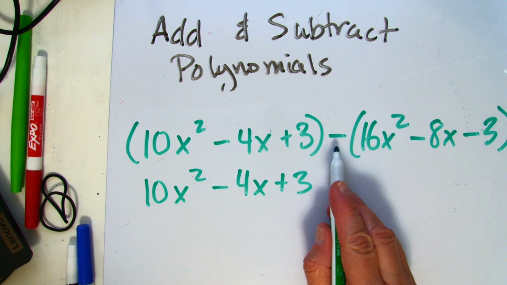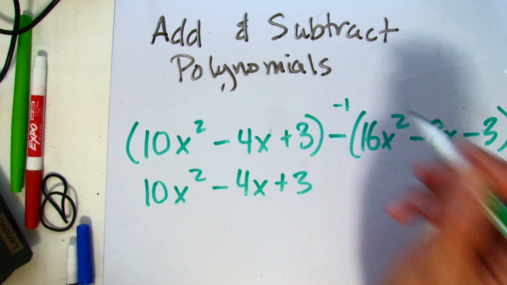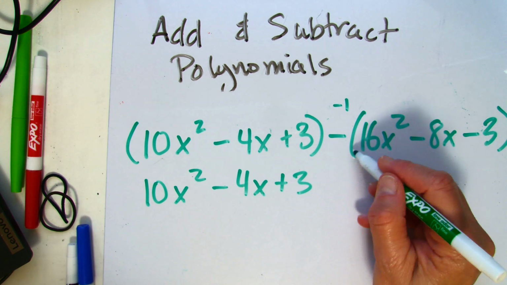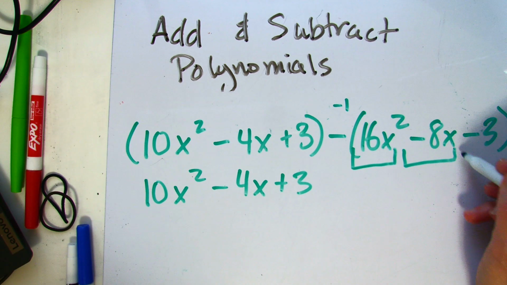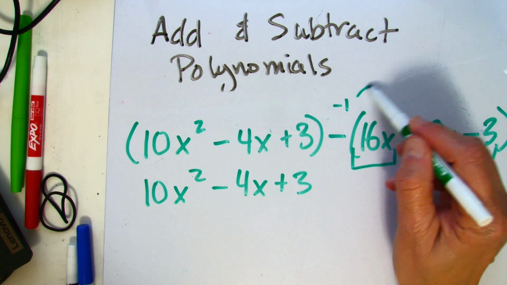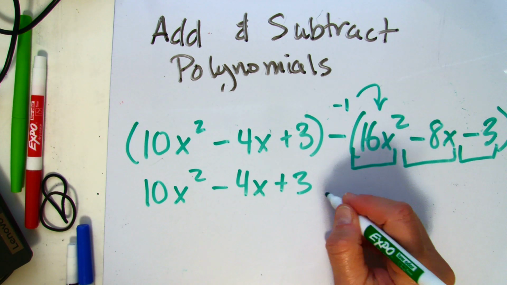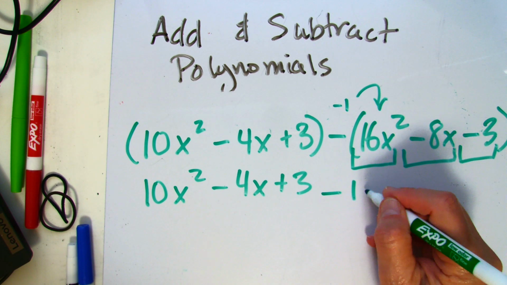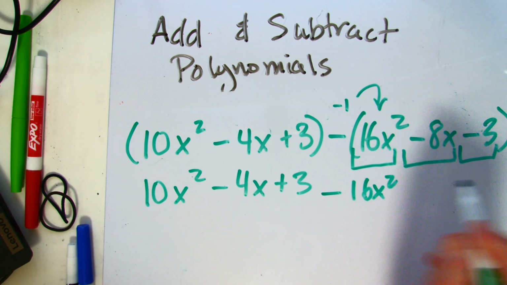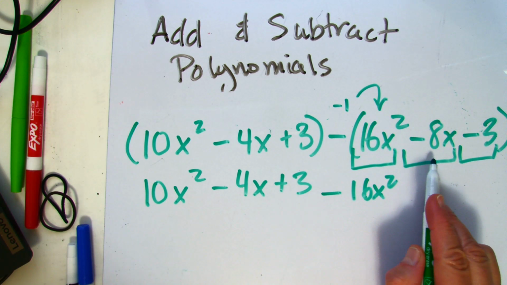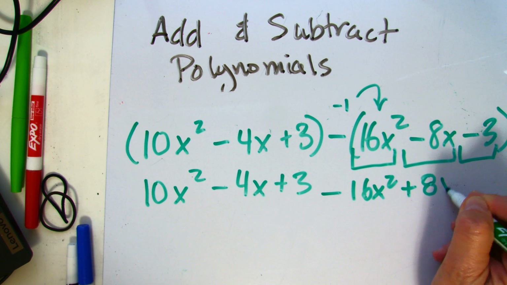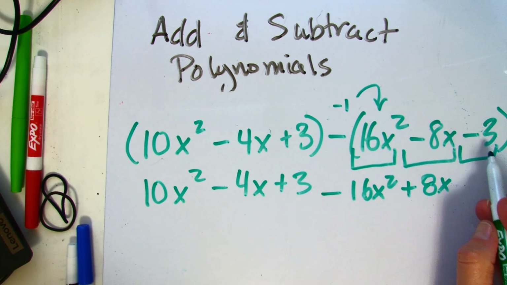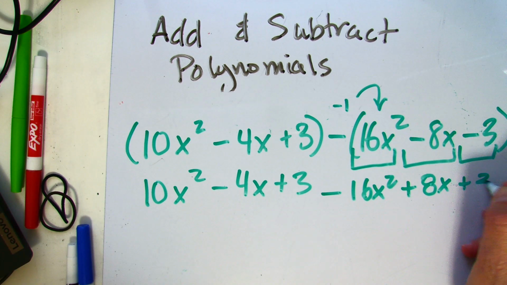Now we're going to distribute this negative to each term, and you can think of this as a negative 1. We're going to multiply it to each term, including the sign that's in front of it. So negative 1 times 16x squared is negative 16x squared. Negative 1 times a negative 8x is a positive 8x, and negative 1 times a negative 3 is a positive 3.